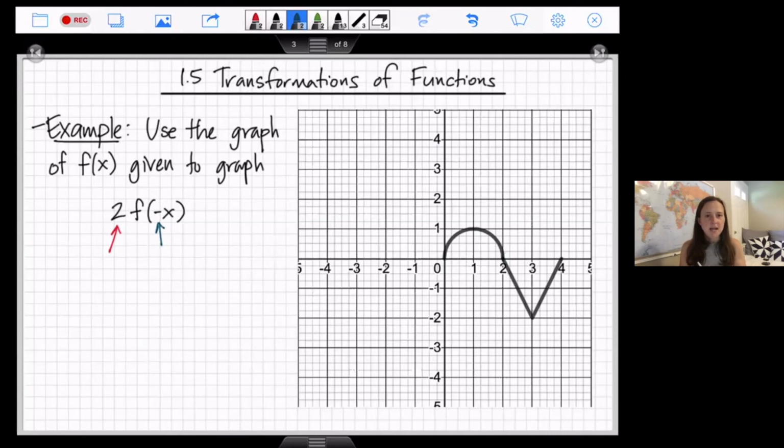Let's see, so the negative x, multiplying by a -1, causes a reflection. This time the negative is inside those parentheses of the function. So this is an inside transformation, which means horizontal. So this is going to be another flip, another reflection, just over the y-axis. It's going to be a horizontal reflection.